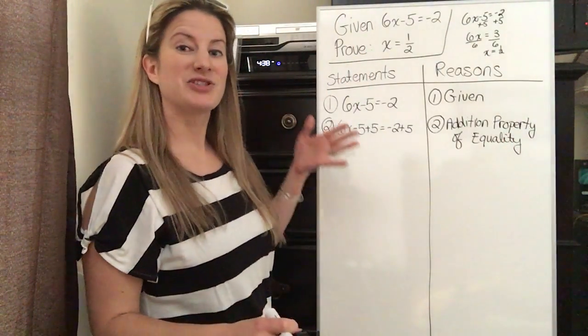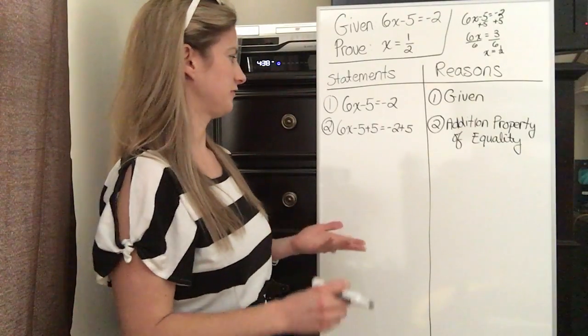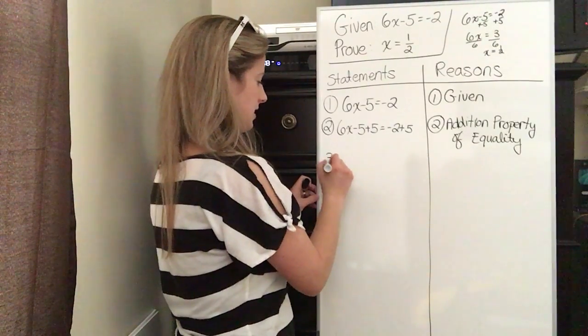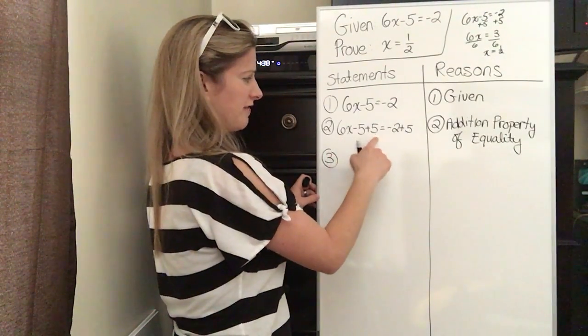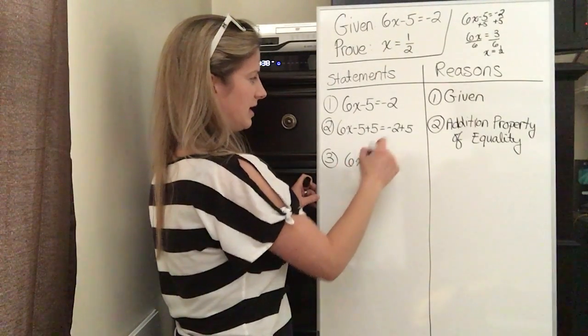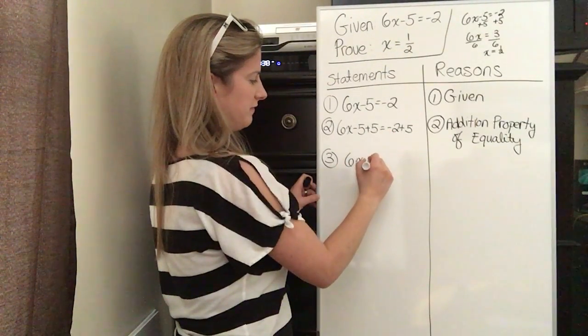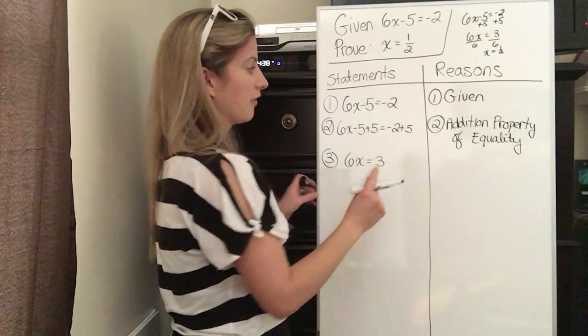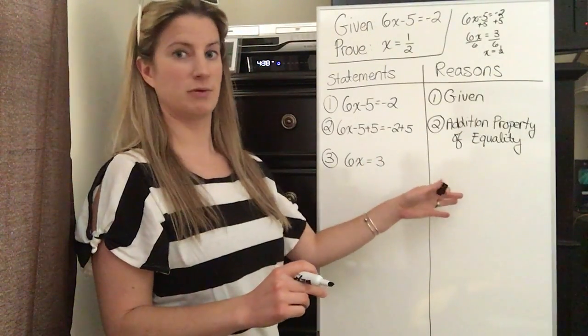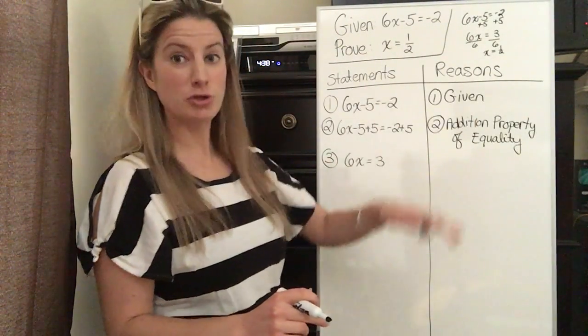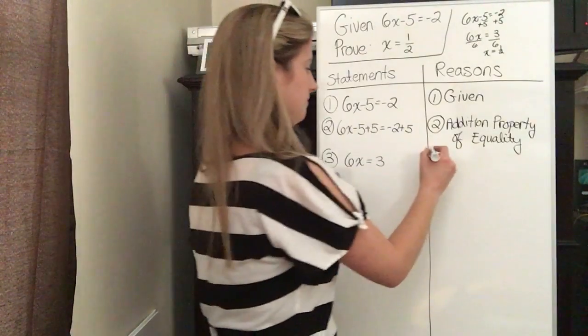Perfect. And so then the next thing we have to do is simplify. So let's see. 6x minus 5 plus 5 is just going to be 6x, and then -2 plus 5 is just going to be 3. Now remember, we don't write simplify as our reason, we write the substitution property of equality, okay?